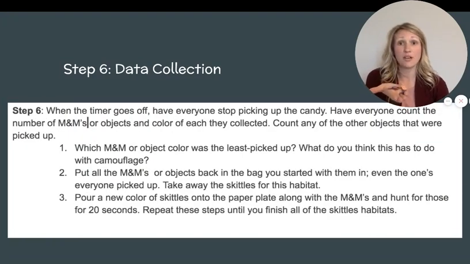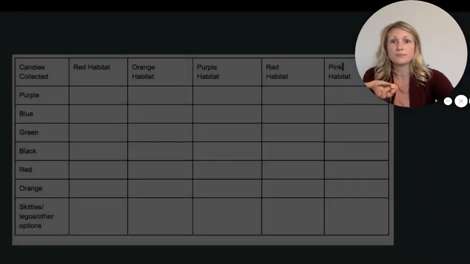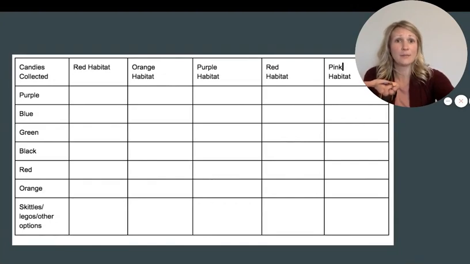When the timer goes off, have everyone stop picking up the candy, have everyone count the number of M&Ms or objects in each color they counted. Count any other objects that were picked up. So I'm going to count these. Don't worry about the questions yet. We're going to come back to those in a minute. So here is my table that I'm going to have to put my information in.